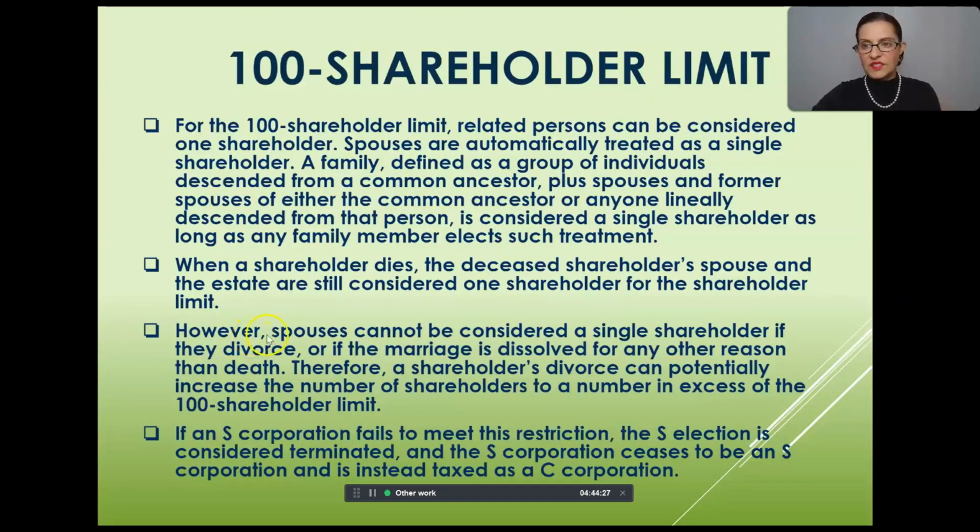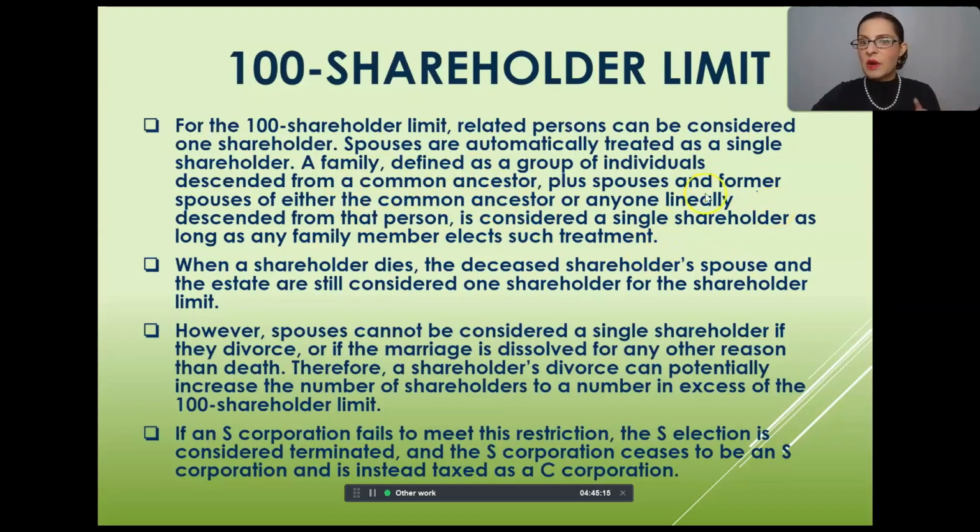However, with regards to this limit, related persons can be considered one shareholder. So members of the same family can be treated as one shareholder for the purposes of this shareholder limit. Spouses are automatically treated as a single shareholder if they wish. So you can have a married couple treated as one shareholder. And then a family, defined as a group of individuals descended from a common ancestor, plus spouses and former spouses of either the common ancestor or anyone lineally descended from that person, is considered a single shareholder as long as any family member elects such treatment.